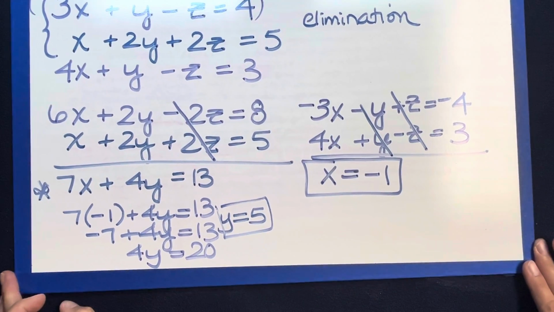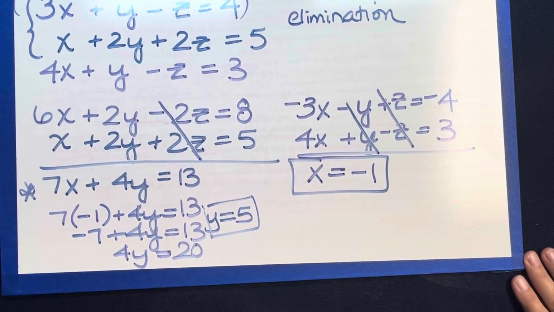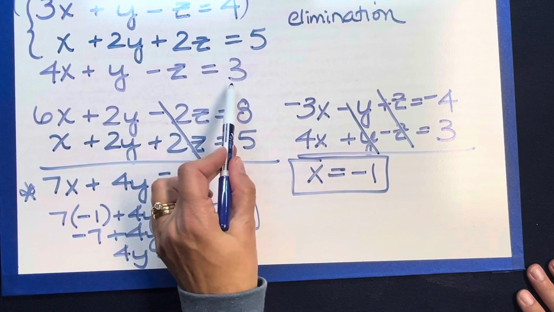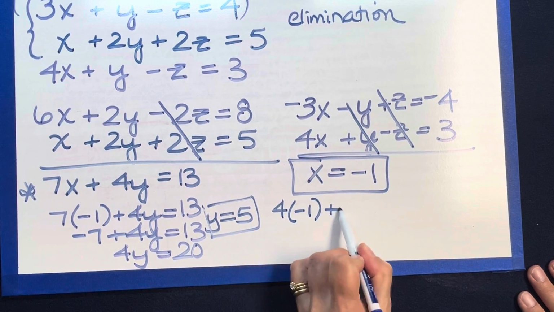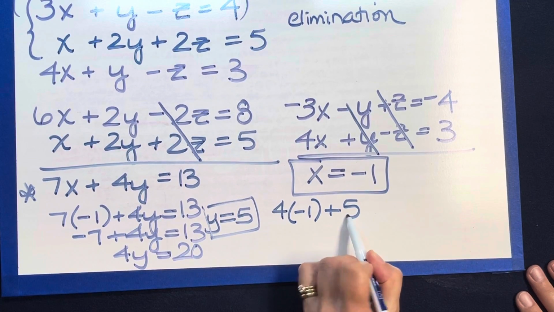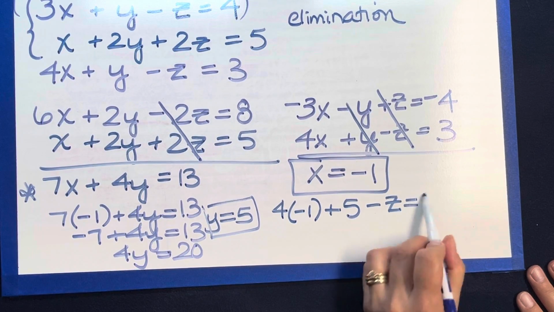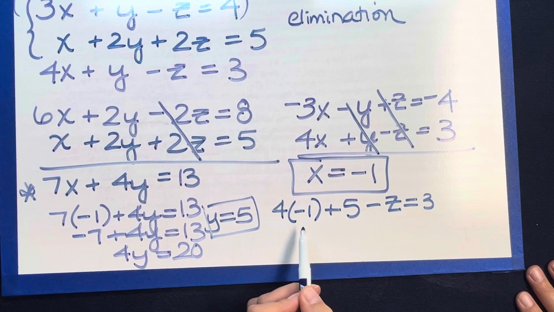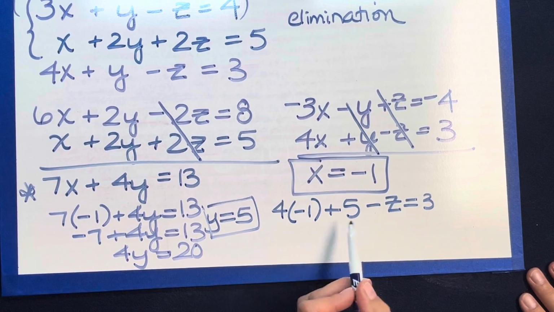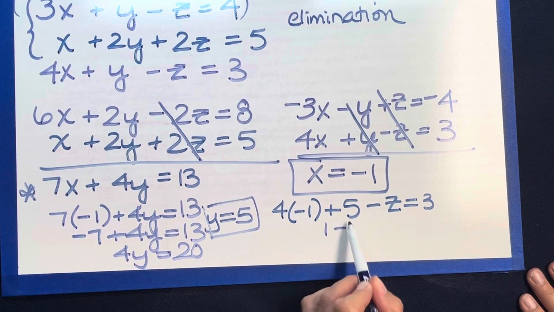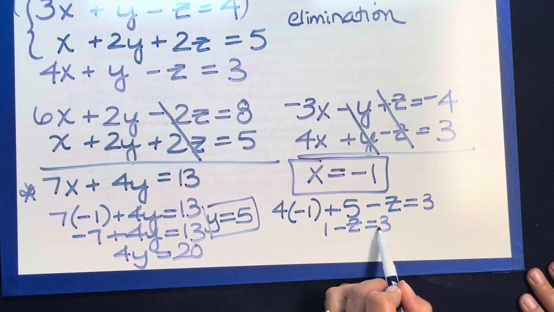So my last step is I just need to solve for the z, and you can choose any of the three original equations. I think I'm going to choose this last one down here. So 4 times -1 plus the y, which is my 5, minus z equals 3. So I'm going to do a little bit in my head since I'm running out of space. I have a -4 plus 5, so that gives me a 1, minus z equals 3.